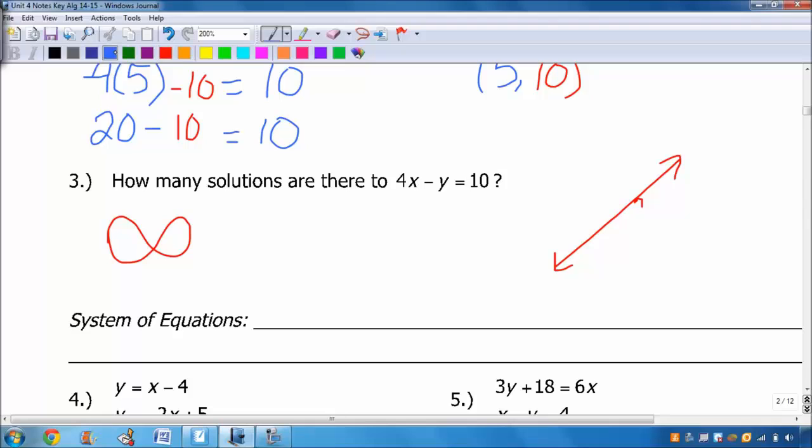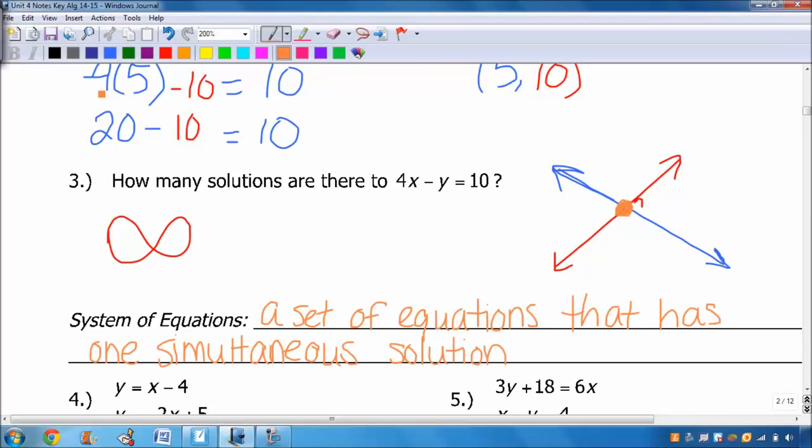If I were to draw another line, I would have infinite solutions on this blue line, right? If I extend this line right here so you can see it, the red line has infinite solutions, the blue line has infinite solutions, but the intersection, the two lines together, only has one common solution, okay? This is the one solution that satisfies both equations. The definition of a system of equations is just a set of equations that has one simultaneous solution. That means one solution that satisfies all the equations at the same time.